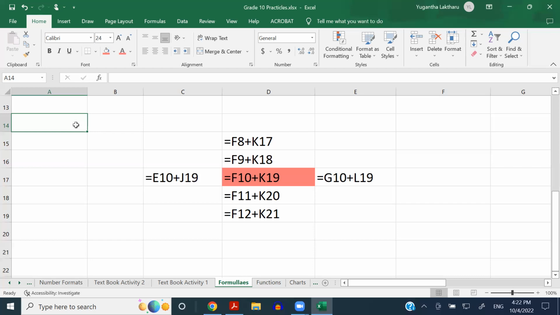Yes, people, think about it. I'm going to copy it to cell A14. My current formula is here in D17. What could happen? Think and give me an answer.